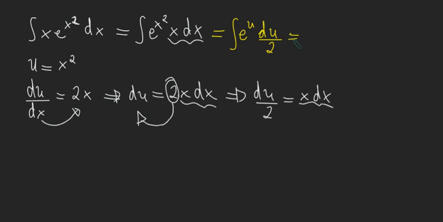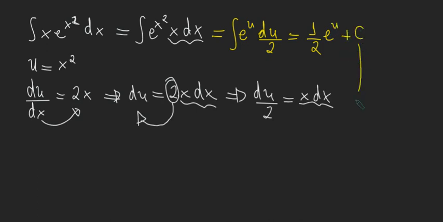So let's continue. I will take this 2 out of the integral. So this is 1 over 2, excuse me, times the integral of the exponential of u. This is the exponential of u, all of this times a constant.